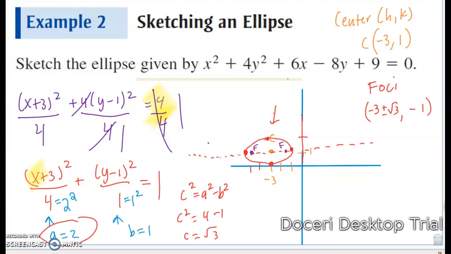So the eccentricity is going to be c over a, which we have as square root of 3 over 2. All right, so it is definitely going to be closer to 1 because the foci are closer to the vertices' edges.